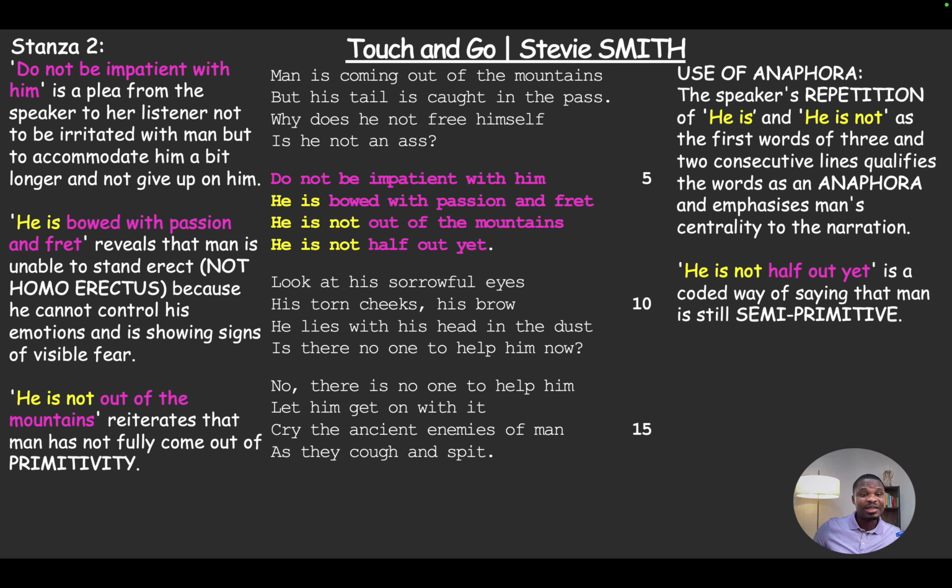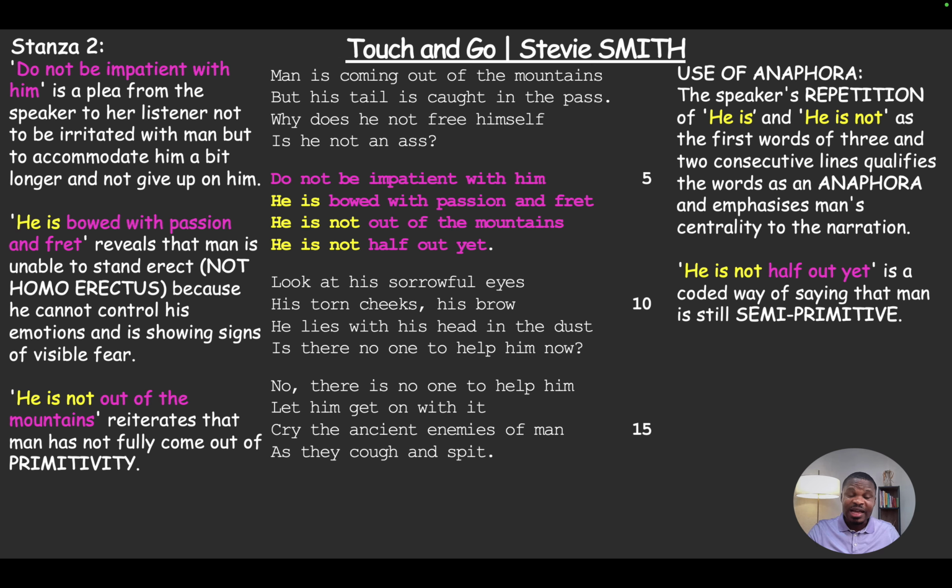Then the speaker now tells us again that he is not out of the mountains. So we see here that this mention of mountains, which we saw in the first line of the first stanza of the poem, is again being repeated here. So this reiterates that man is not fully come out of primitivity or primitive living.